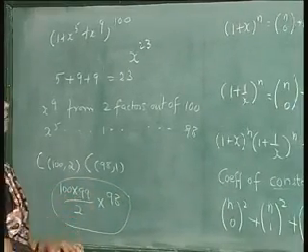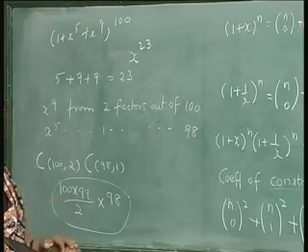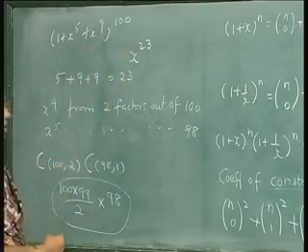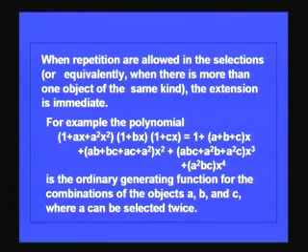When you allow repetitions, what happens? You are having 3 objects A, B, C, but you allow repetition now.